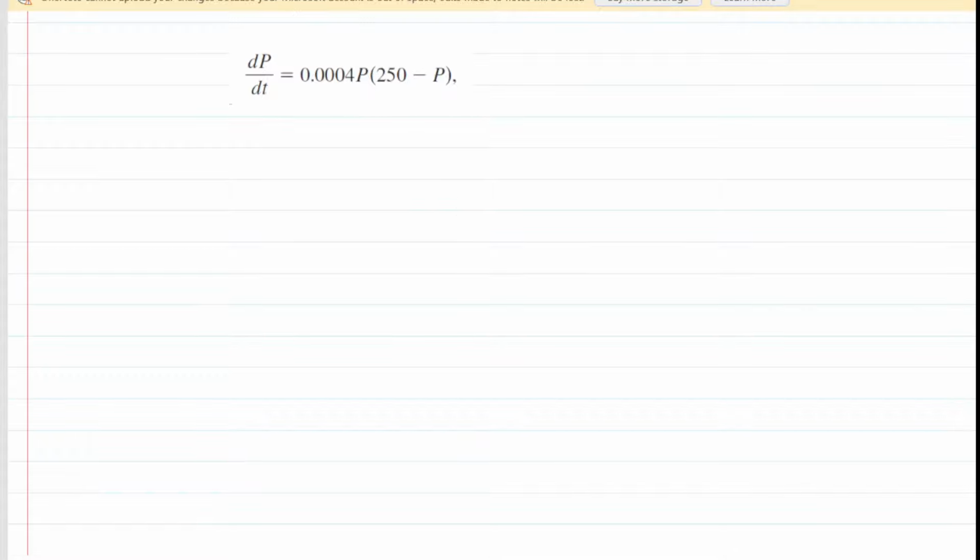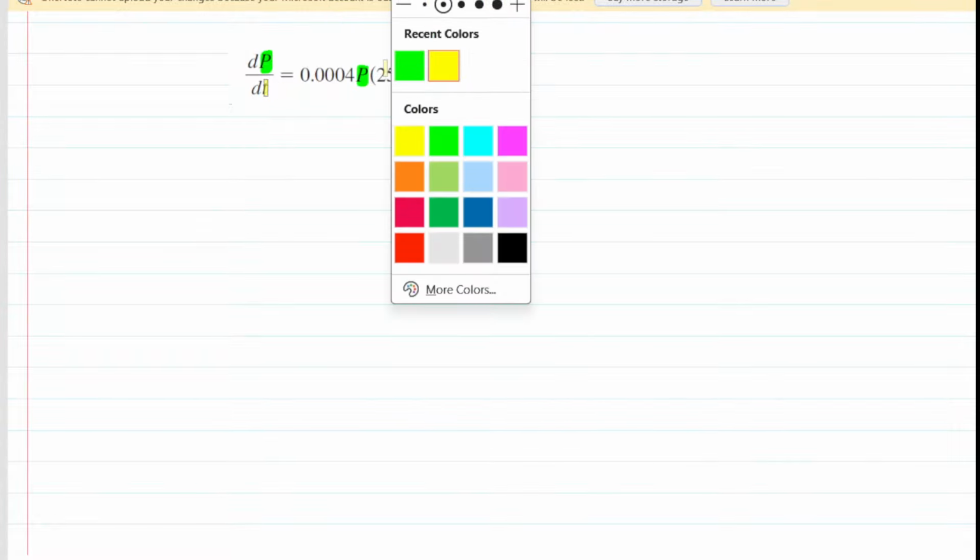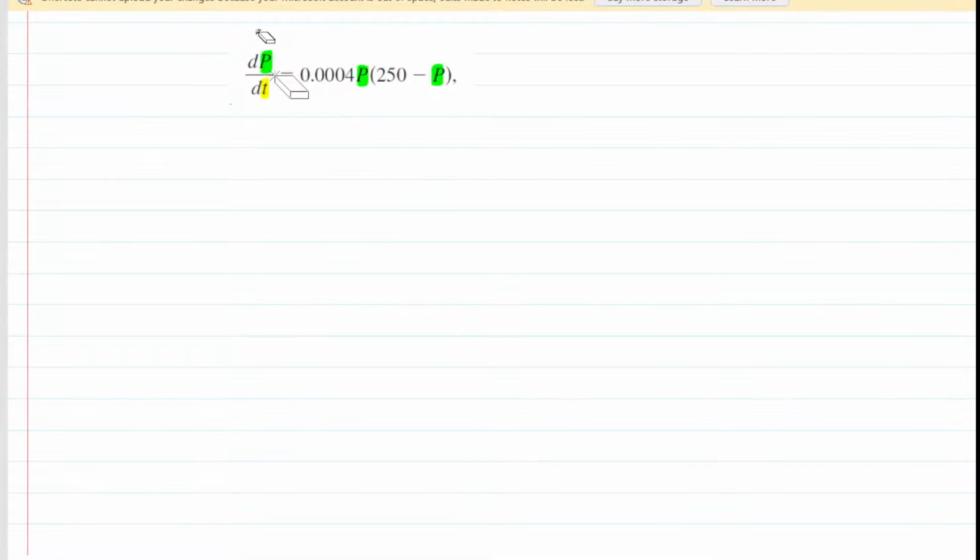So what that means is that you're going to gather your p terms to the left side of the equation, and then you're going to gather your t term to the right side of the equation. And then once doing that, we will end up integrating. So to begin separating variables, we're going to multiply both sides of this equation by dt so that we can cancel the dt on the left-hand side.